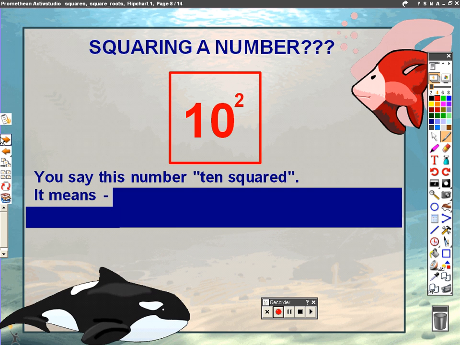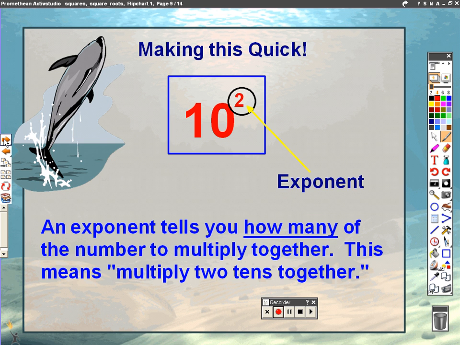Okay, squaring a number. 10 squared means 10 times 10, which is 100. And we reviewed that the other day when we did exponent rules. Okay, this is my exponent. This is my base. Just a quick reminder. The exponent tells me how many times I'm going to write my base, and then the operation is multiplication.